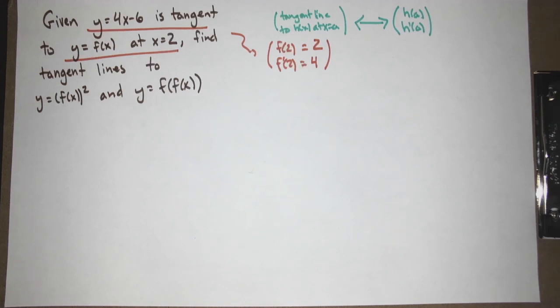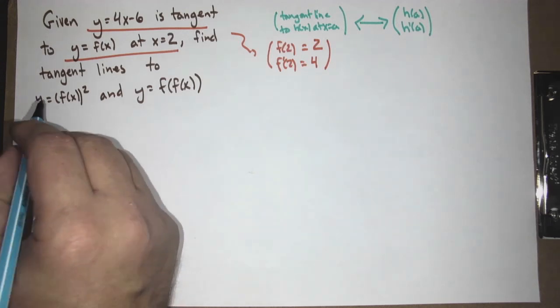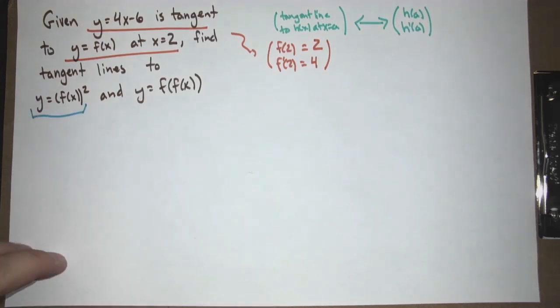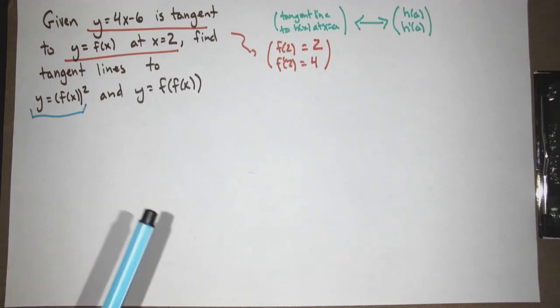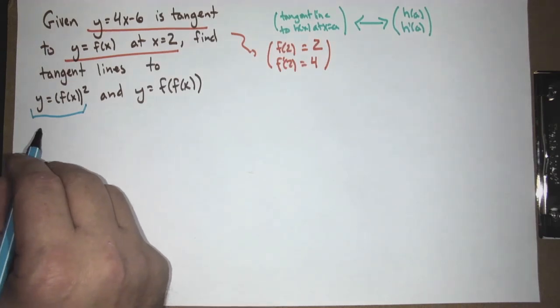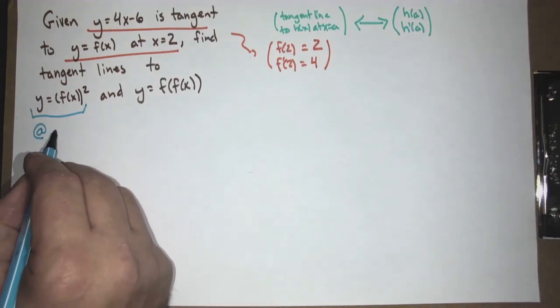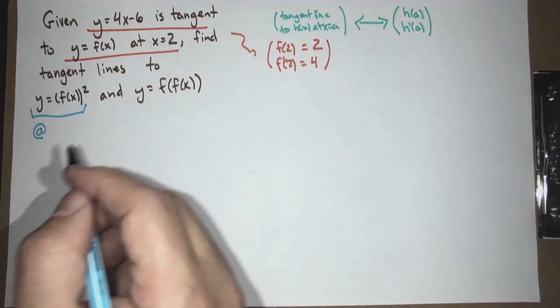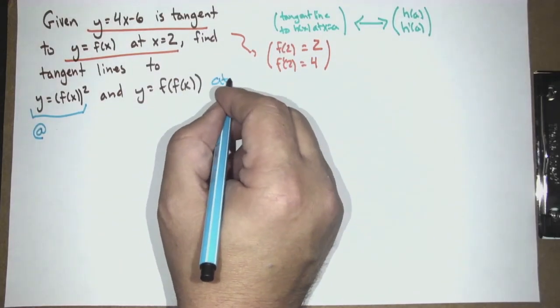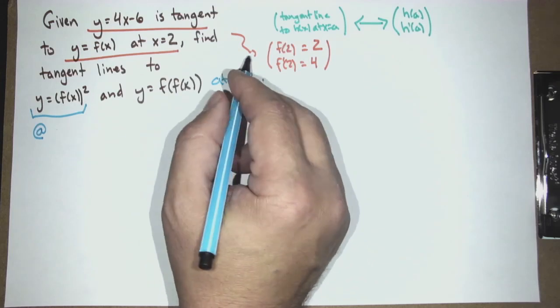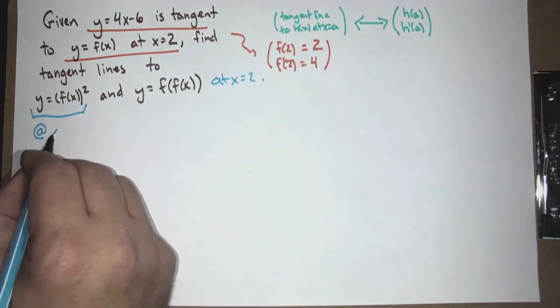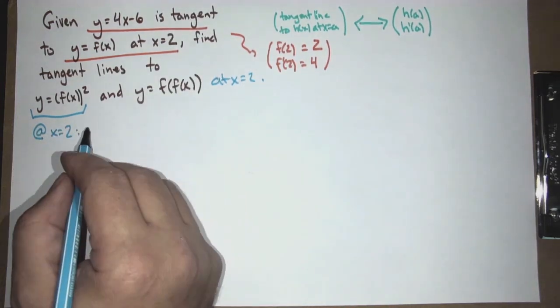Okay, so now we're asked to find tangent lines. So let's work through these. Let's start with this one. y equals f of x squared. Well, we need to know some information. What information do we need? So, find tangent lines. I should add at x equals 2. I forgot to add that when I wrote the problem. So at x equals 2, what can we say about this?